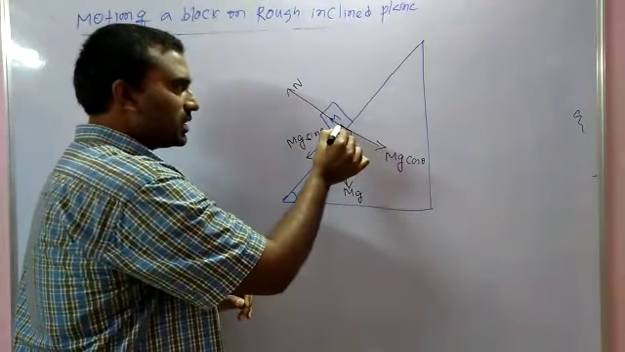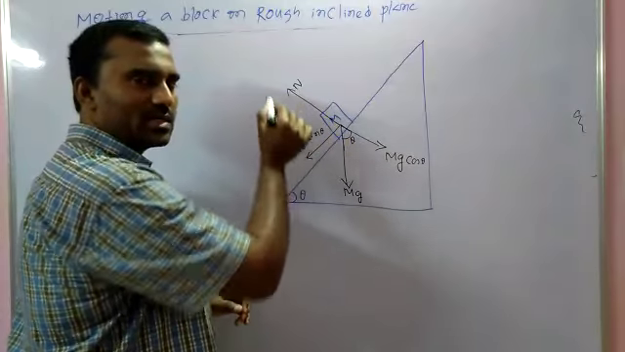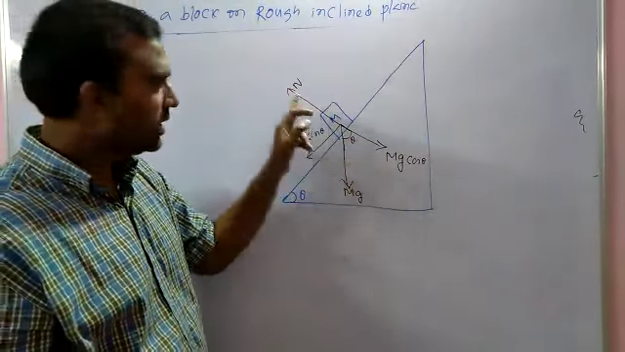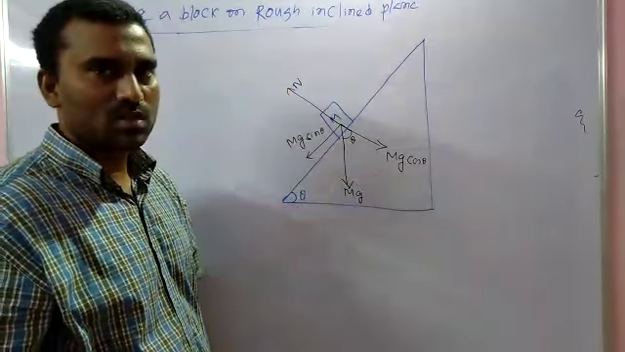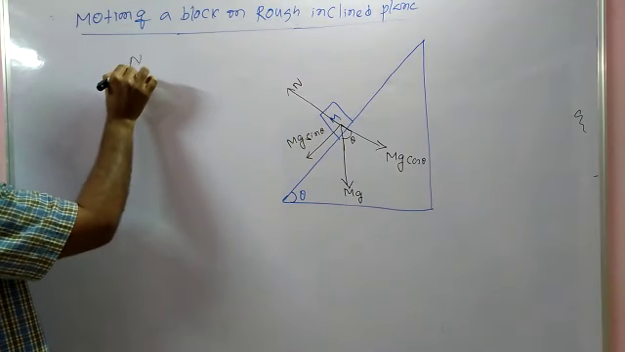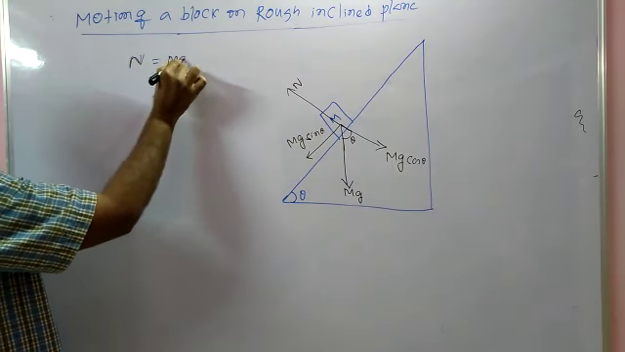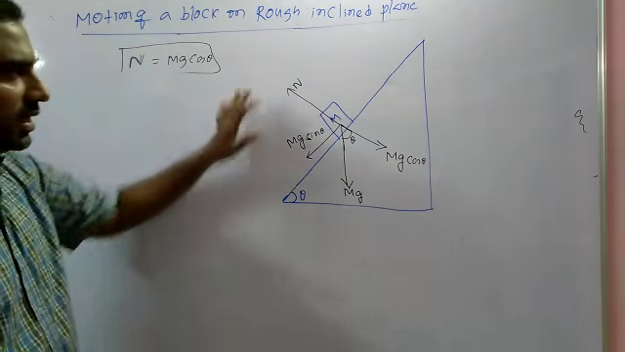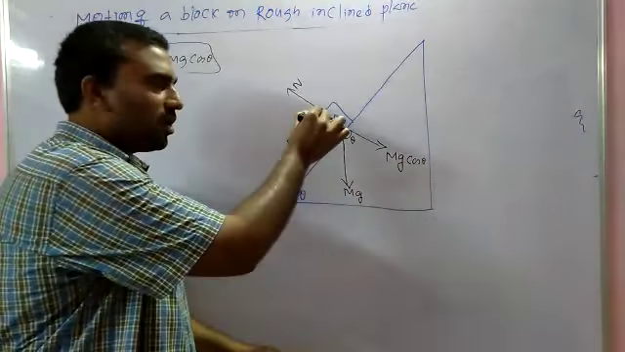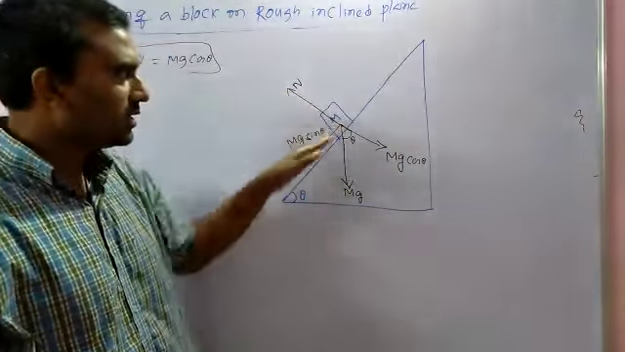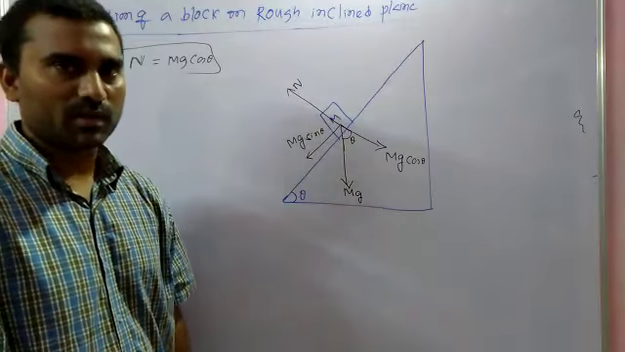Opposite to mg cos theta, there is the normal reaction. The normal reaction is always perpendicular to the plane. Here the normal reaction N is equal to mg cos theta. So whenever N and mg cos theta are balanced, the block does not move along the direction perpendicular to the plane.